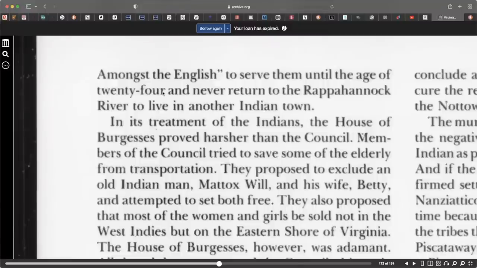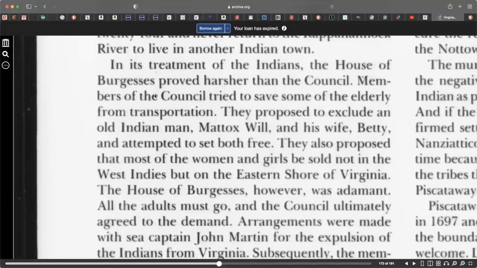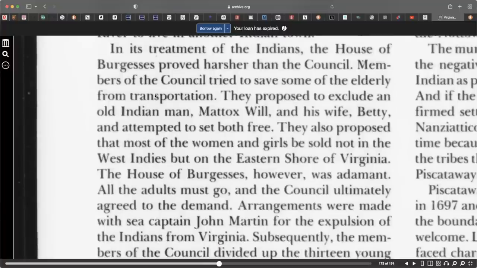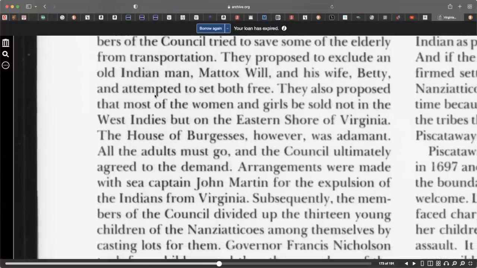In its treatment of the Indians, the House of Burgesses proved harsher than the council. Members of the council tried to save some of the elderly from transportation. They proposed to exclude an old Indian man, Maddox Will, that's his name, Maddox Will, and his wife, Betty, and attempted to set Bo free. They also proposed that most of the women and girls be sold not in the West Indies, but on the eastern shore of Virginia. The House of Burgesses, however, was adamant. All the adults must go, and the council ultimately agreed to the demand.